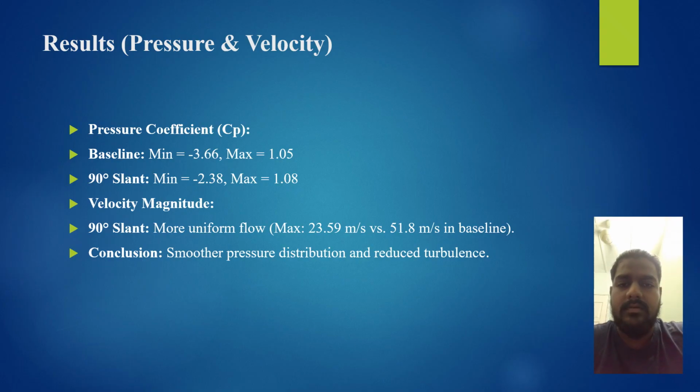This is the result of the pressure and velocity. The pressure coefficient: baseline minimum is negative 3.66 and maximum 1.05, and 90 degree slant minimum is negative 2.38 and maximum 1.08. The velocity magnitude for the 90 degree slant is more uniform flow, with a maximum of 53.59 versus 51.8 in the baseline. Conclusion: smoother pressure distribution and reduced turbulence.